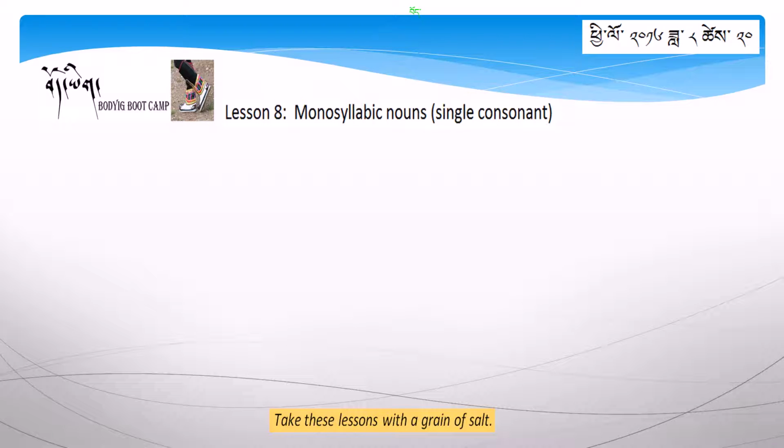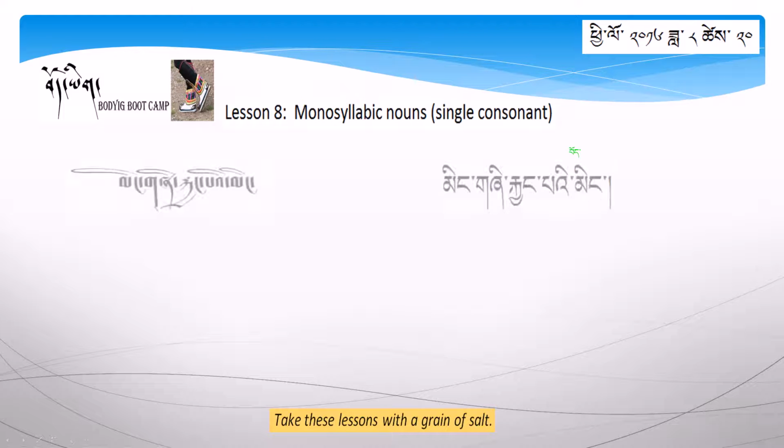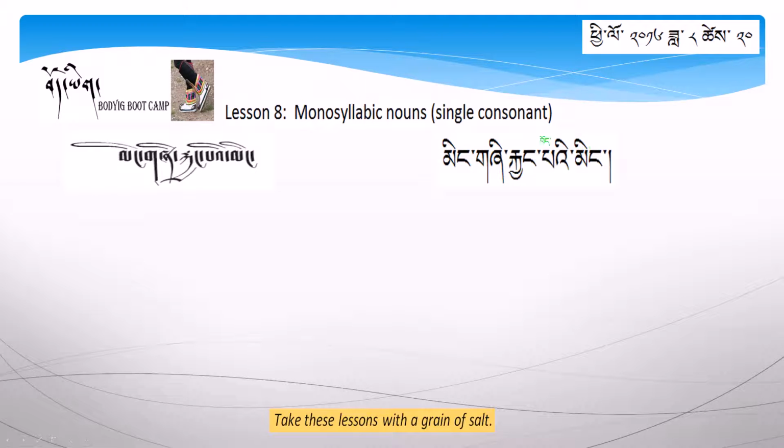BootCamp, lesson number 8. Monosyllabic nouns generally formed by single consonants. So at the top here we have the date: year 2016, month 8th, day 20th. So in this lesson we'll learn about Mingxi Gyangbe Ming.